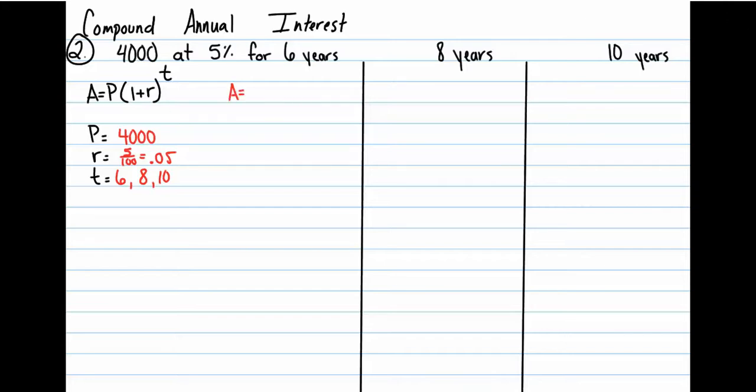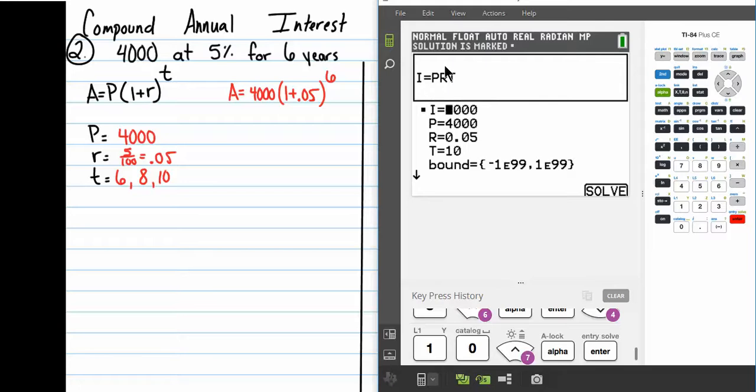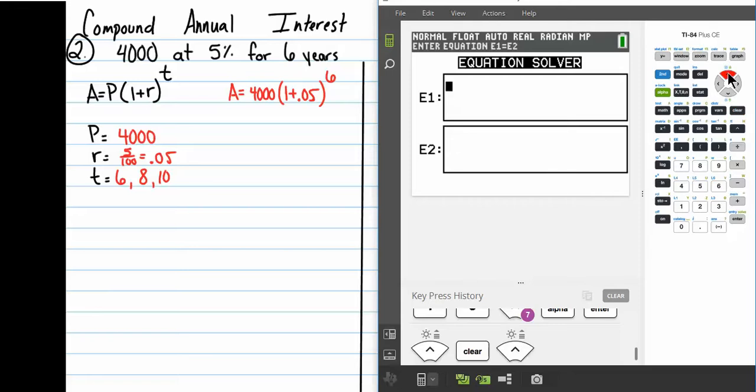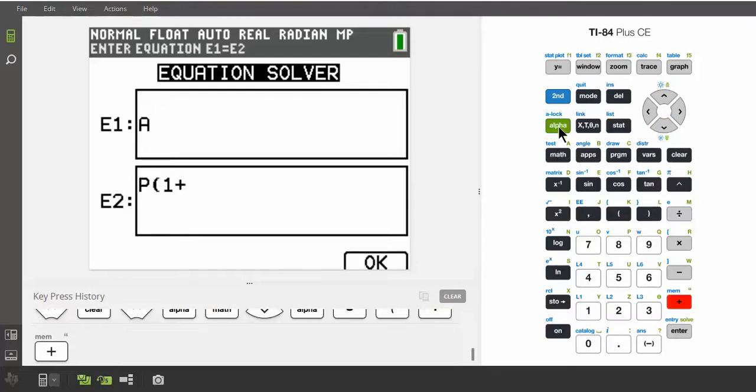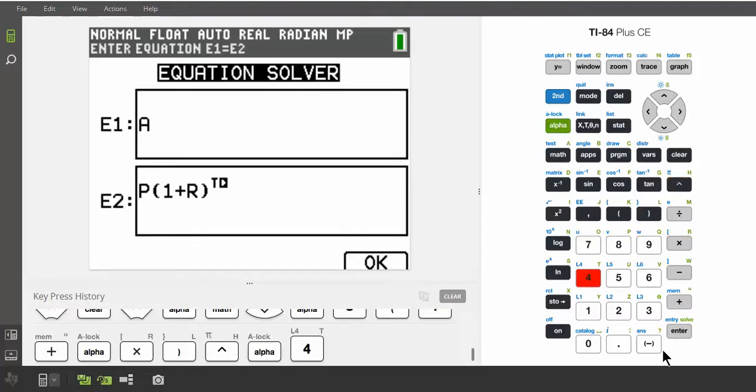A equals P, parentheses 1 plus R, to the power of, and I'll do 6 years first. So I can do the same thing on the calculator here, but notice this formula, that's not the same one I'm going to use. I want to use compounded now. So I'll go back and I'll clear this out. And I'm going to start off with alpha A. Make it bigger so I can see my keys. So alpha A and then alpha P, parentheses 1 plus alpha R to the power of alpha T.